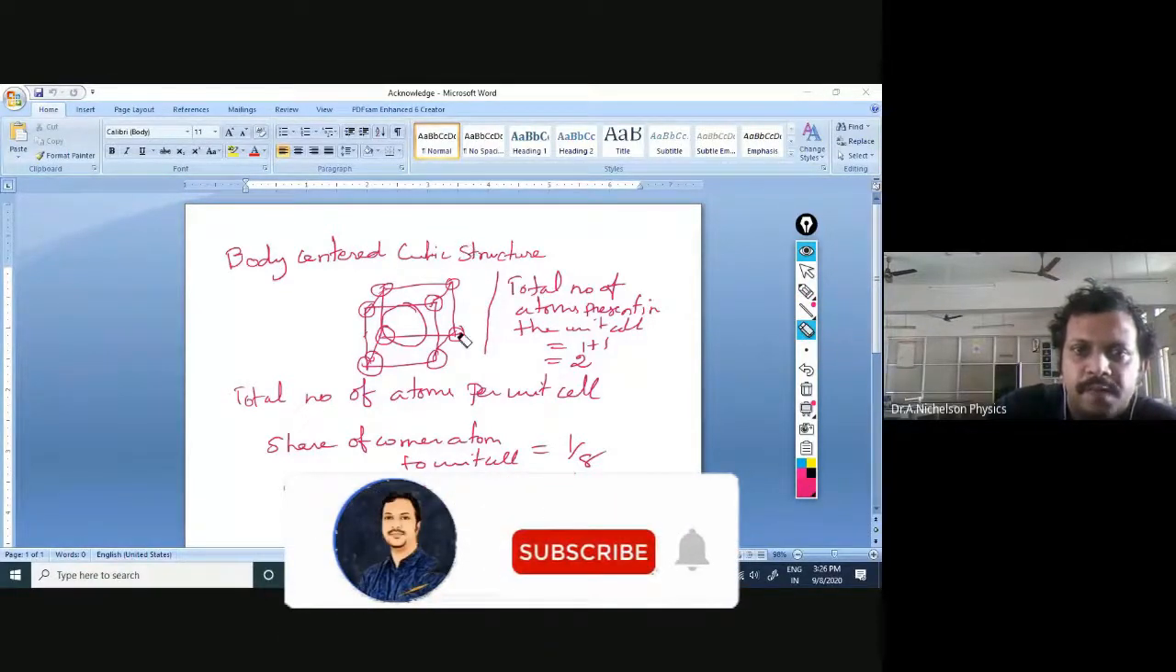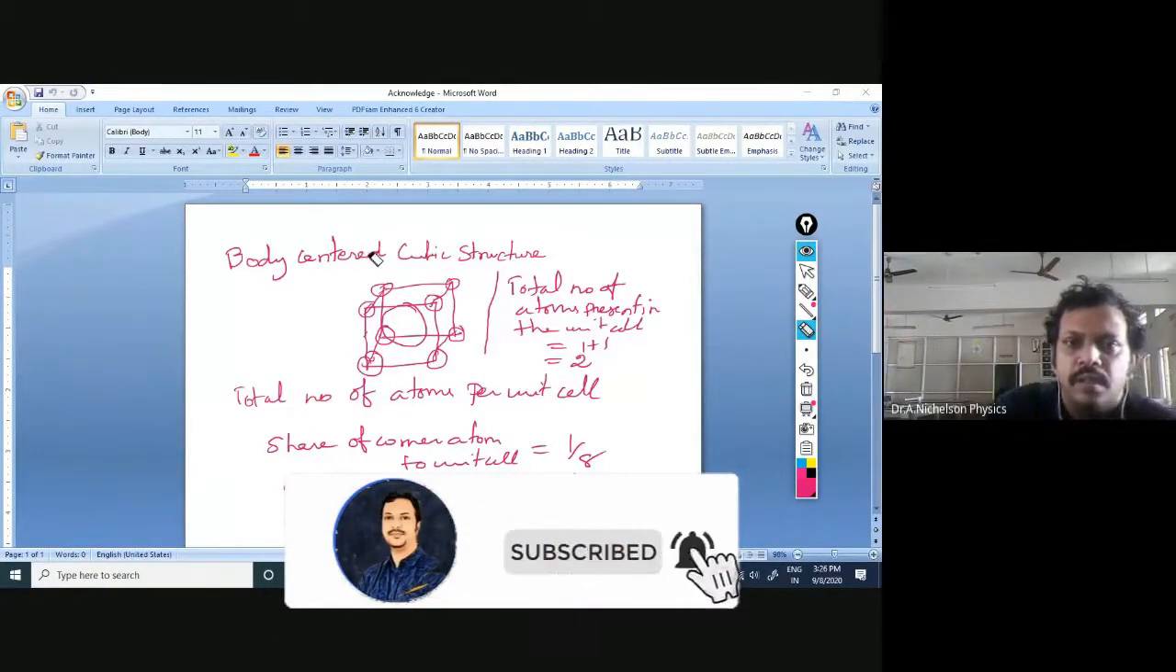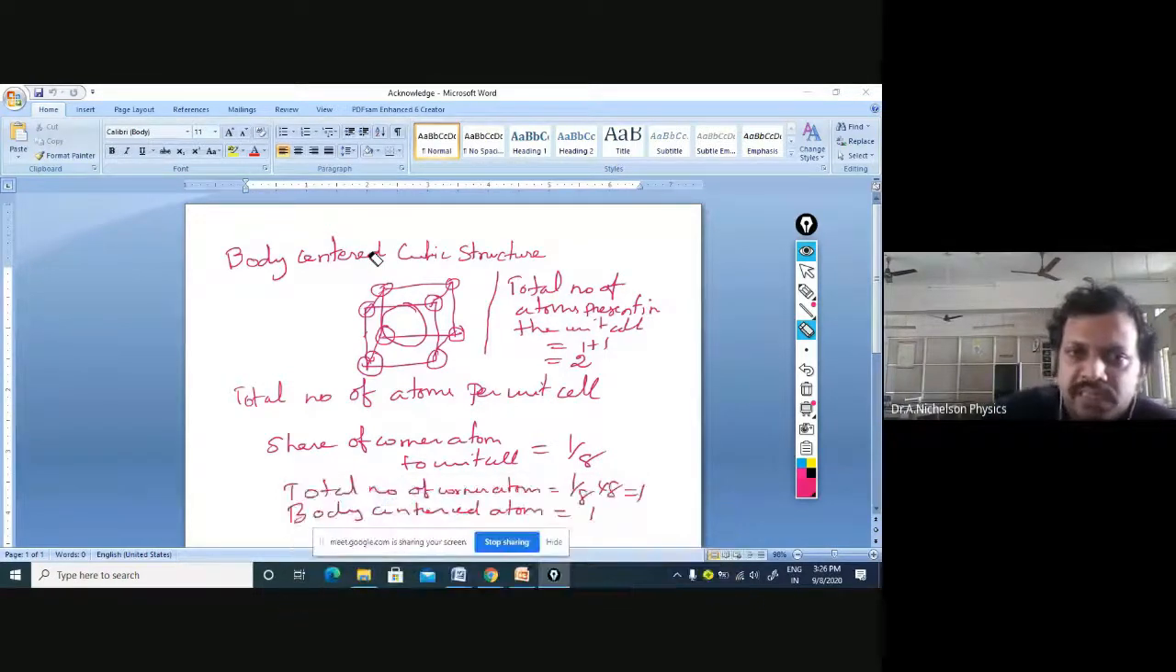Okay, so you write down. Next one is coordination number. As I said, for the definition of coordination number, you have to choose an atom which has contact with the nearby neighboring atoms. Here, the atom which has contact with the nearby neighboring atoms is the center atom. How many atoms does that particular center atom have contact with? All the 8 corner atoms. So the coordination number is equal to 8.